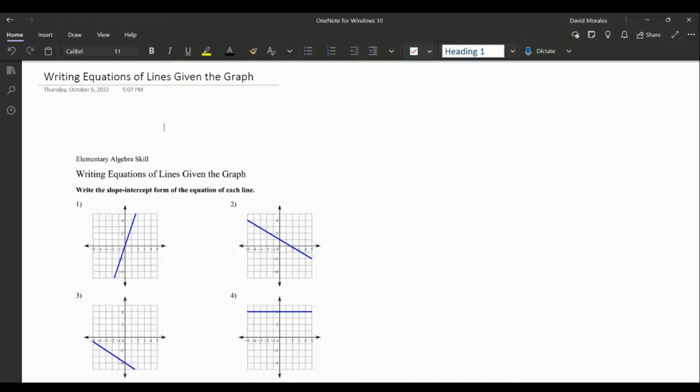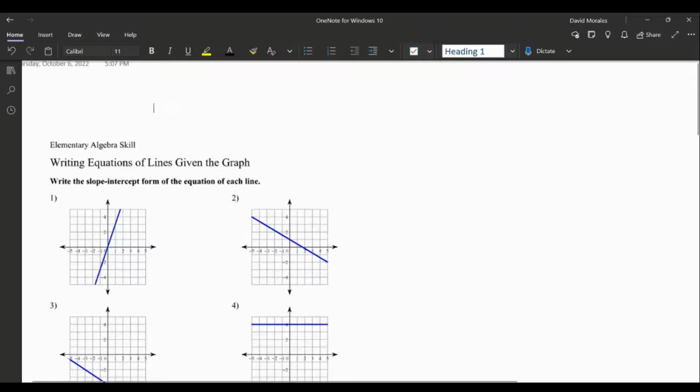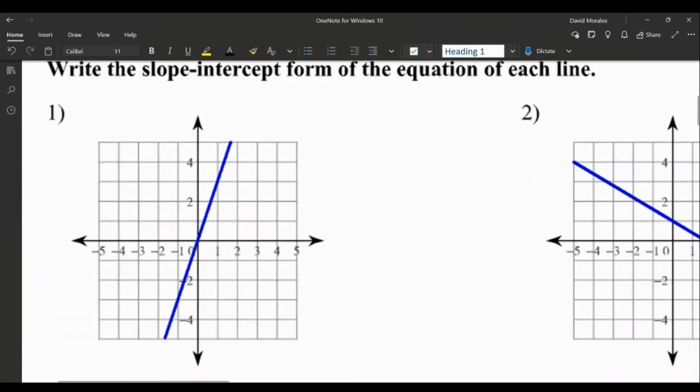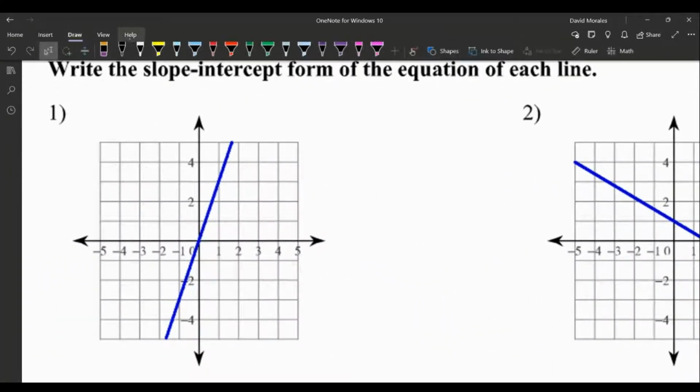Okay, so we're going to look at a graph and write the equation of the line. Here, you may have seen this, but the standard format of slope-intercept form is y equals mx plus b.